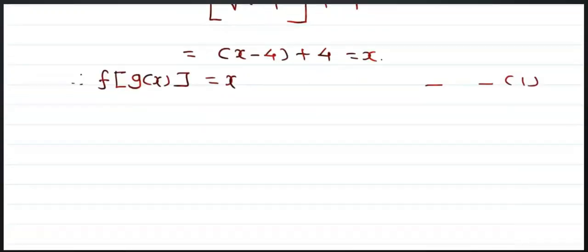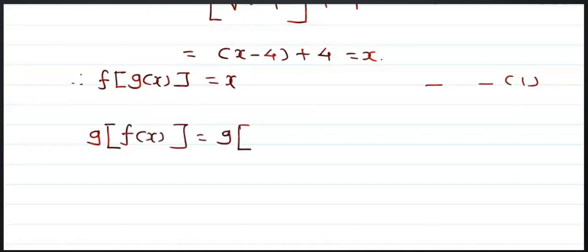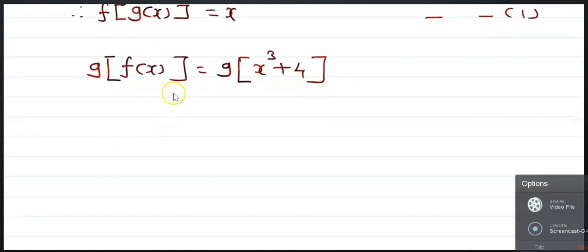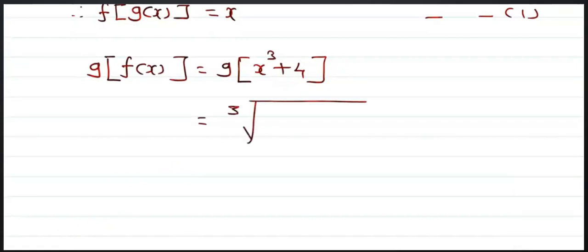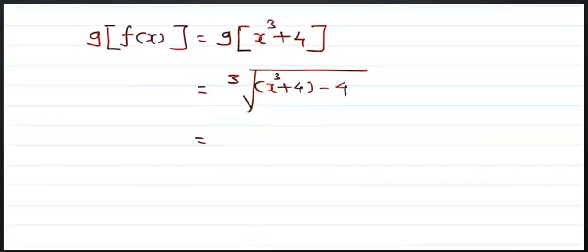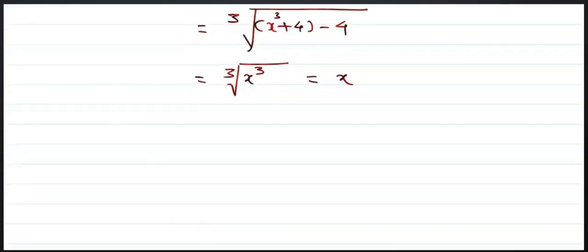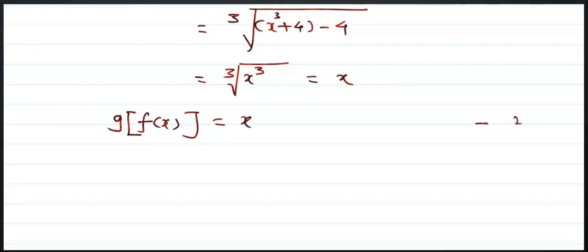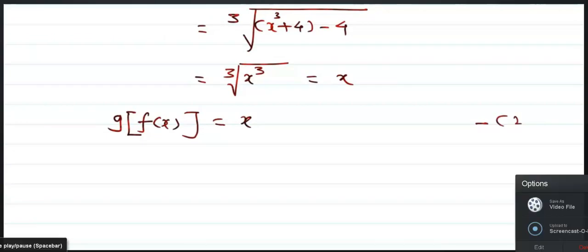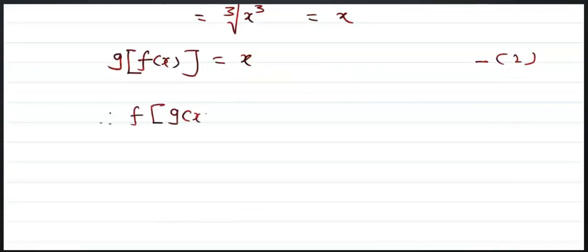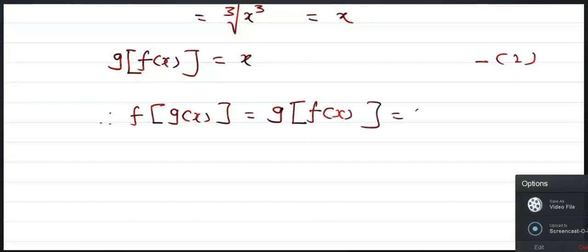Now next is g of f of x. But what is f of x? F of x is x cube plus 4, and therefore you will get g of x is cubic root of x cube plus 4 minus 4, and you will get x. Therefore, g of f of x is equal to x, and f of g of x is equal to x.